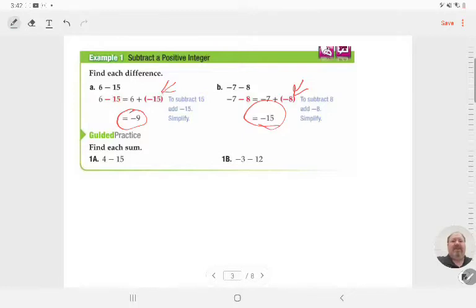All right, let's see how you did. So you could rewrite this as 4 plus a negative 15. Different signs, so I subtract and keep the sign of the larger, which would be negative. So it would be negative 11. Negative 3 plus a negative 12. It's the same sign. We know the answer is going to be negative, and we just add 3 plus 12, which would be 15. So negative 15 would be my answer.